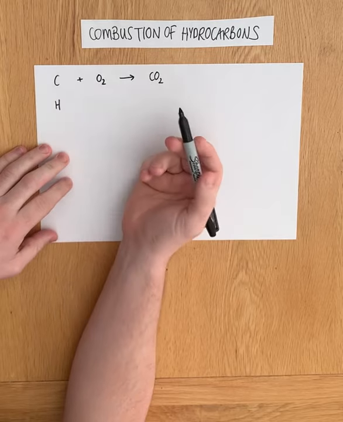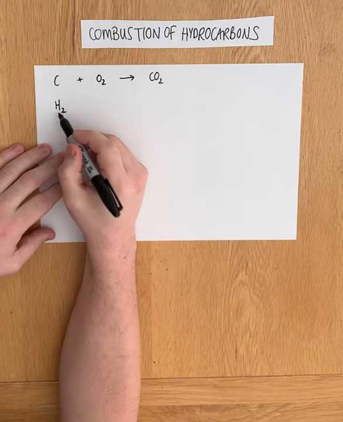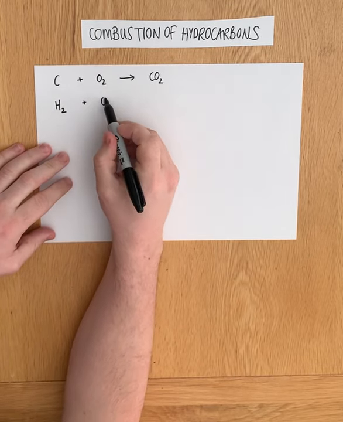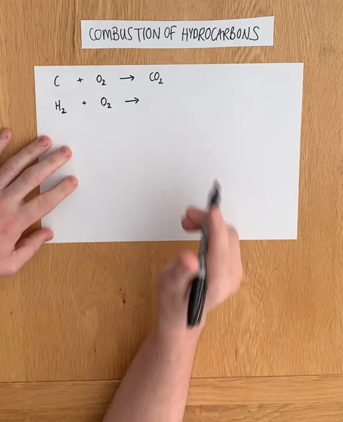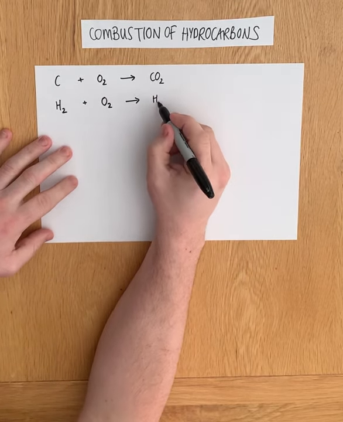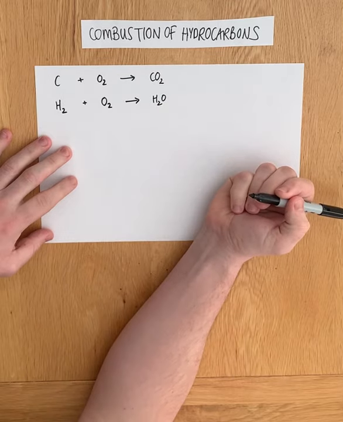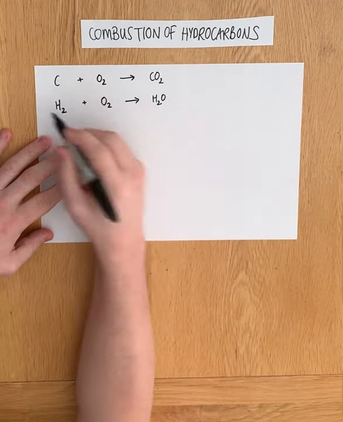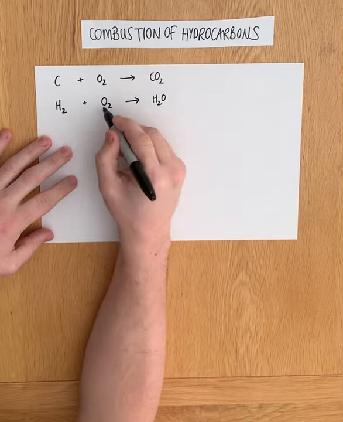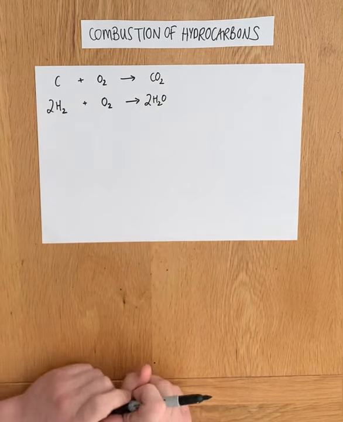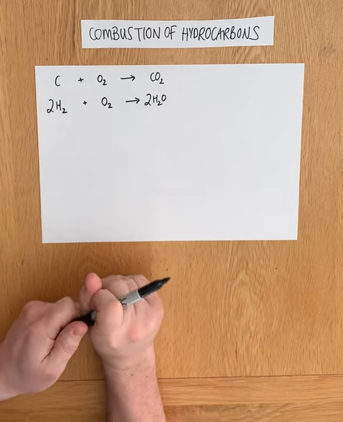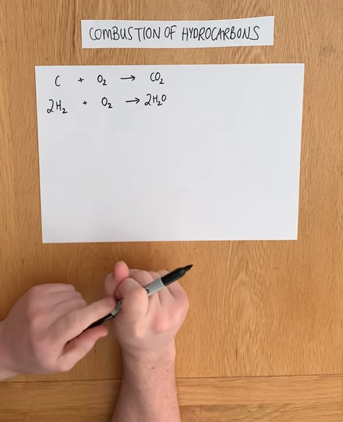If we look at the combustion of hydrogen, the element hydrogen is diatomic, it reacts with oxygen, another diatomic element, to form the oxide of hydrogen, water. Now if we balance that equation, two oxygens, two hydrogens, so that's our balanced equation for the combustion of carbon, the combustion of hydrogen.